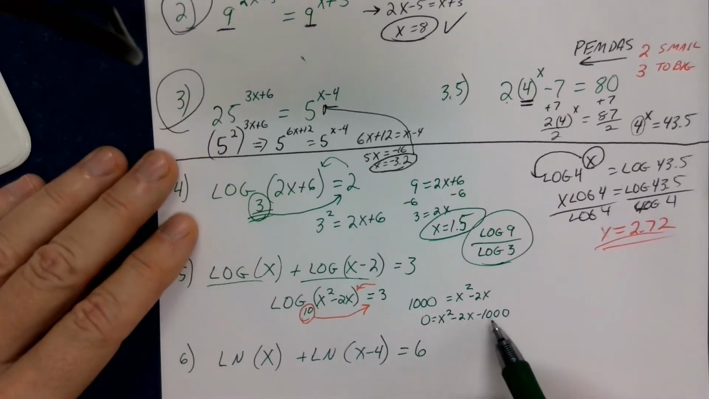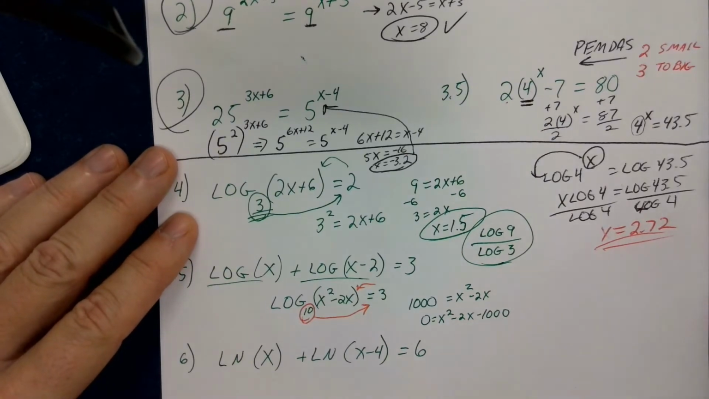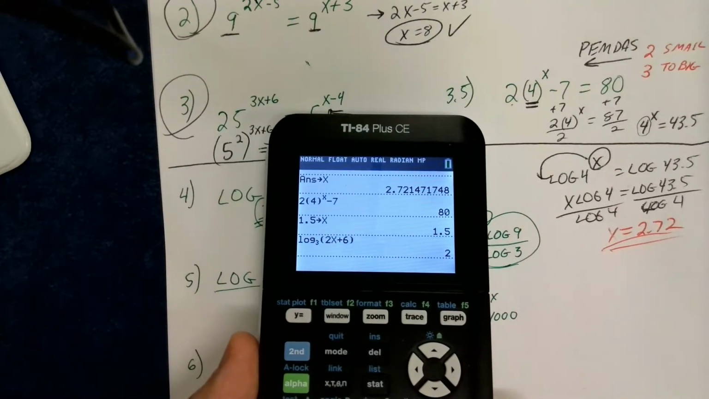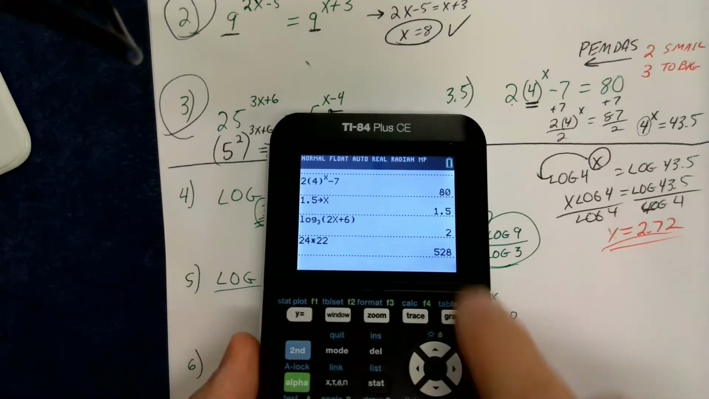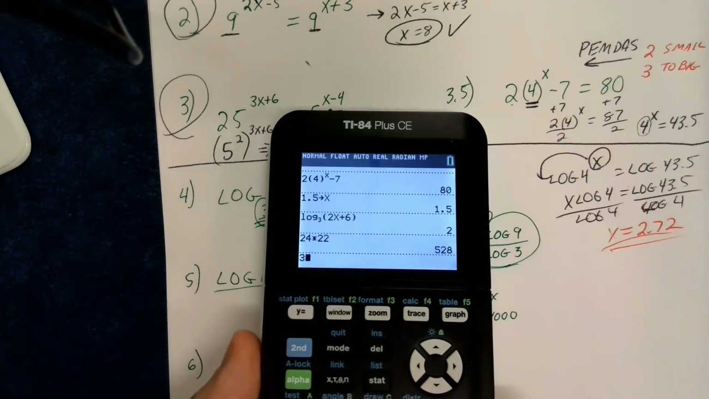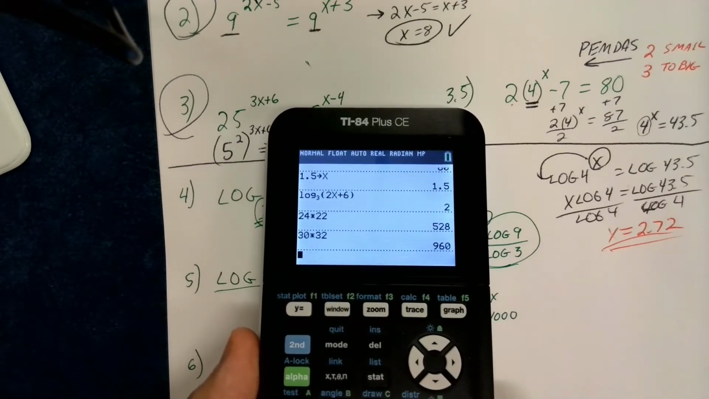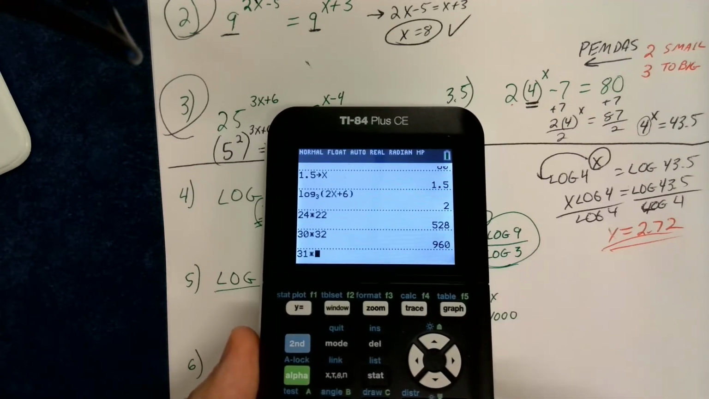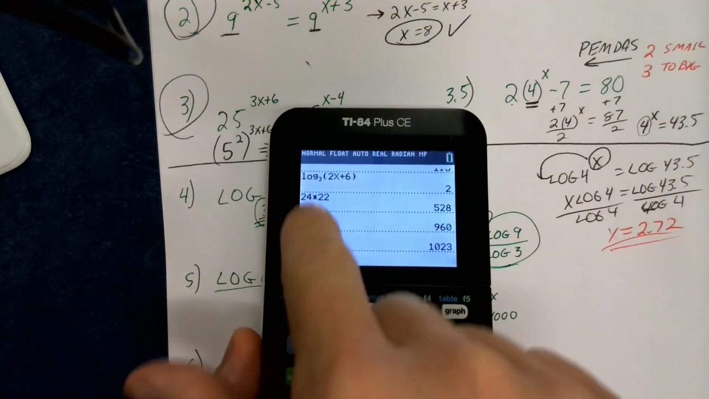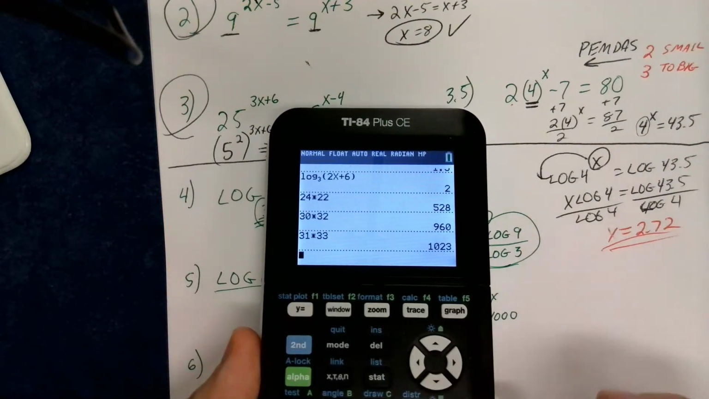Now I need two numbers to multiply together that equal 1,000 that differ by 2. So I'm going to do some quick checks on this. Let's do 24 times 22. See, that was too small. That's 528. I need to equal 1,000. So let's go 30 times 32. That's 960. So 31 times 33. That's 1,023. So you can see that I'm not going to get a whole number right now. That was my quick way to check some factoring.